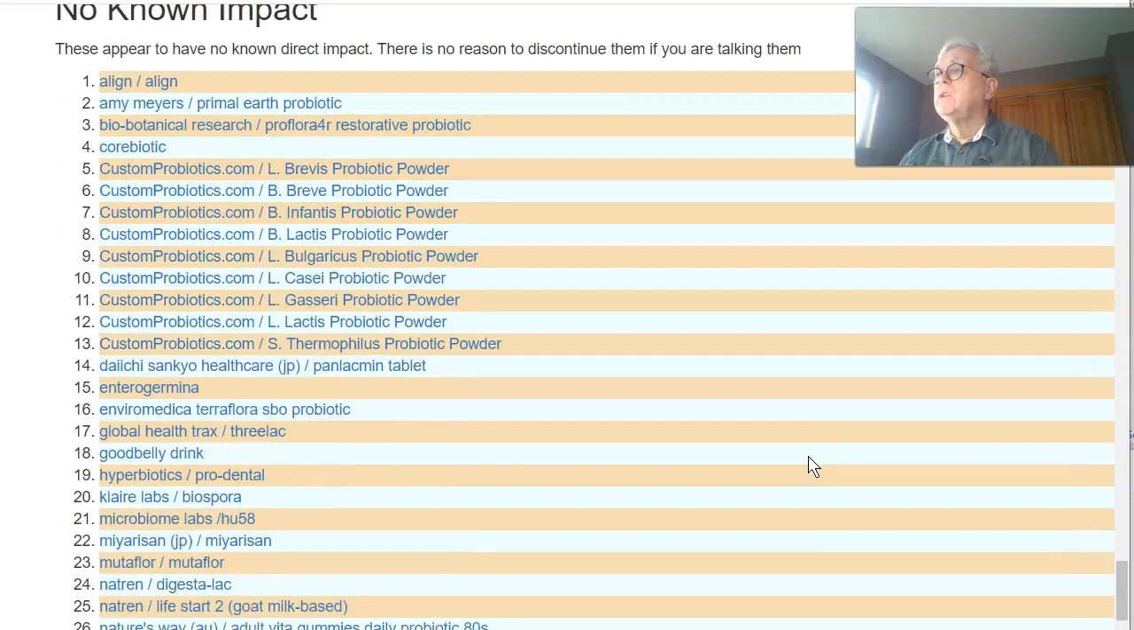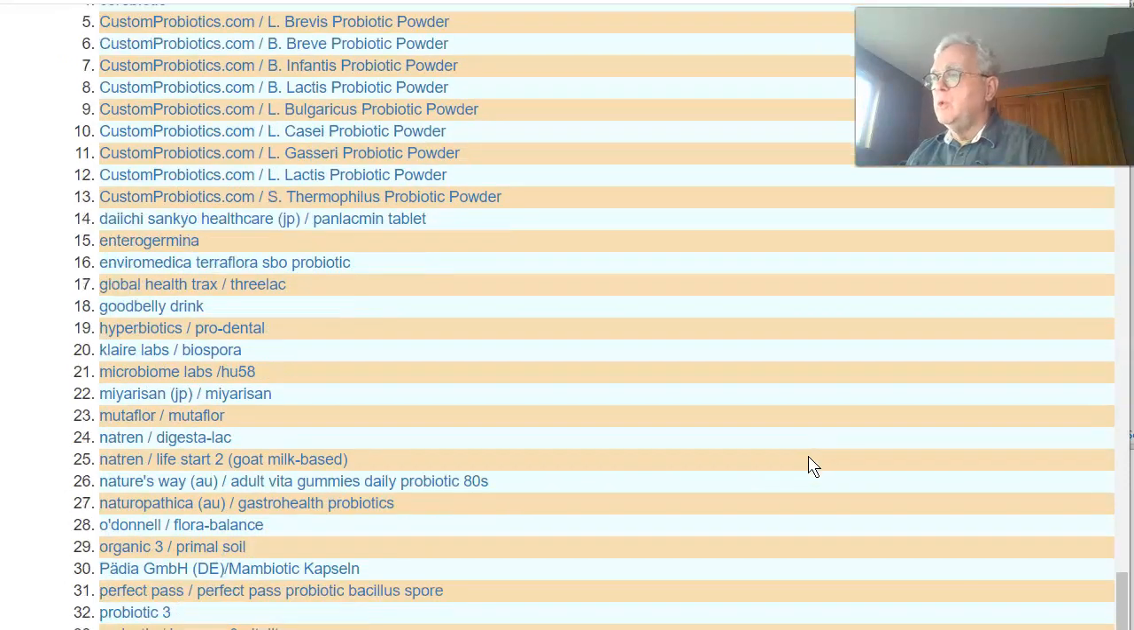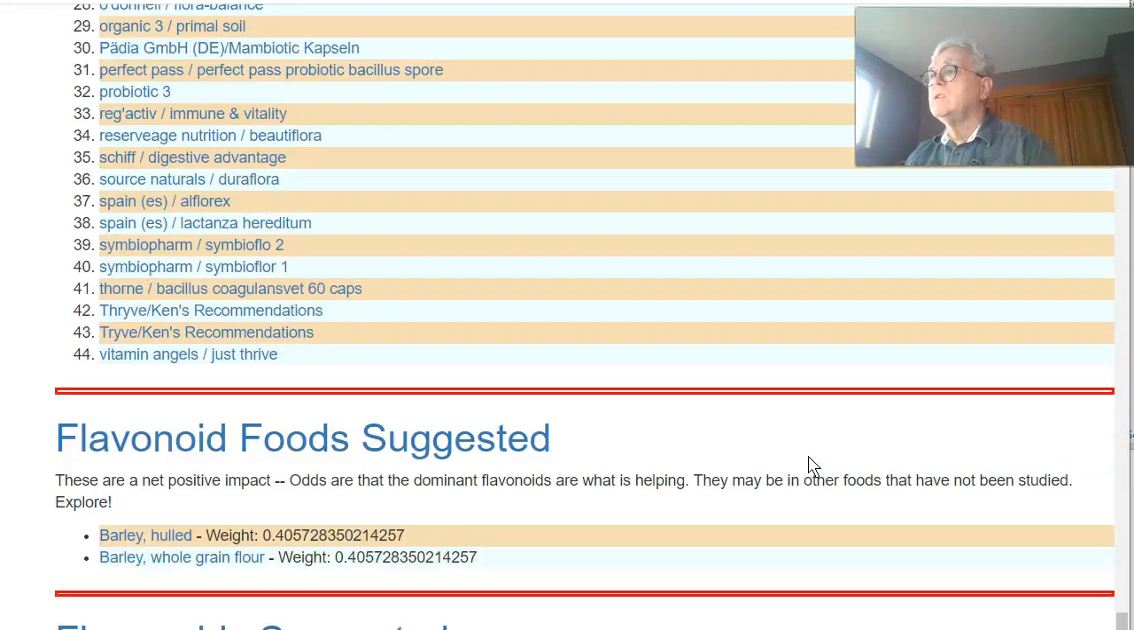And then we have those which have no known impact. None of the information we have matches up with these bacteria. So if you're doing them, you can keep doing them. If you're not doing them, there's no motivation for you to do them unless there's other medical reasons.